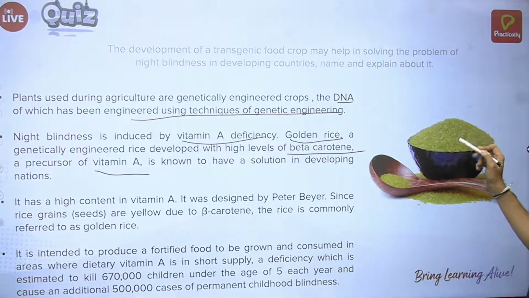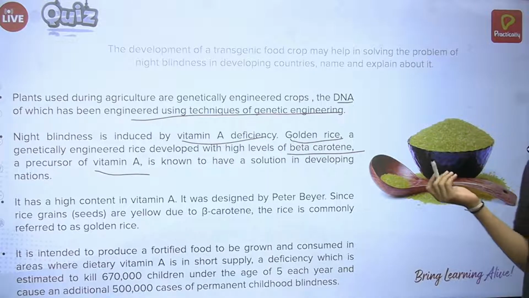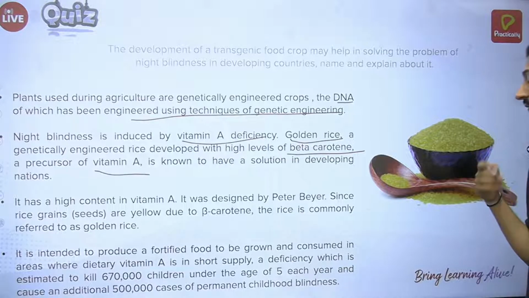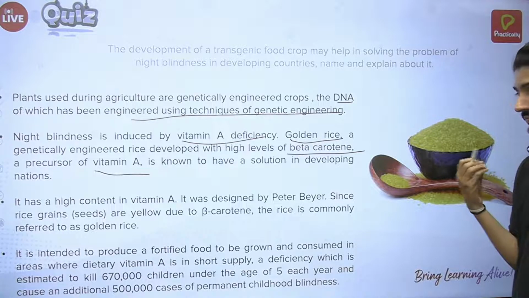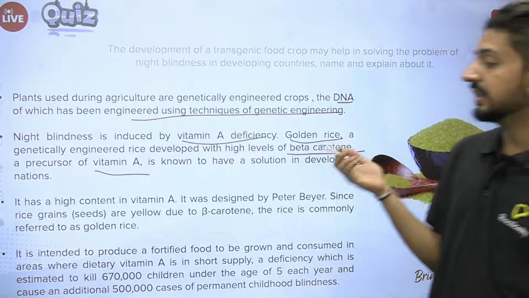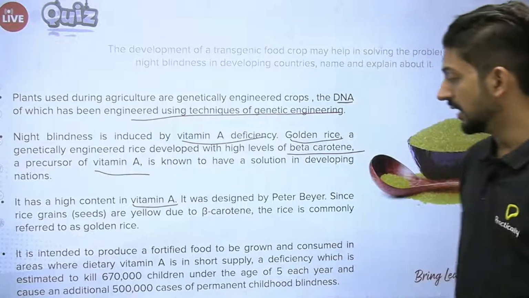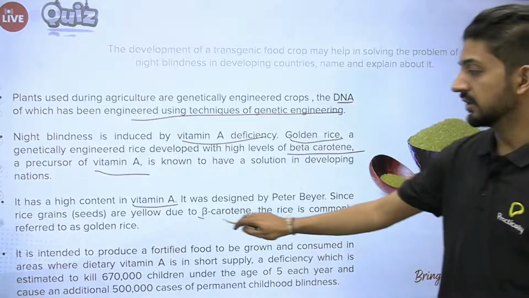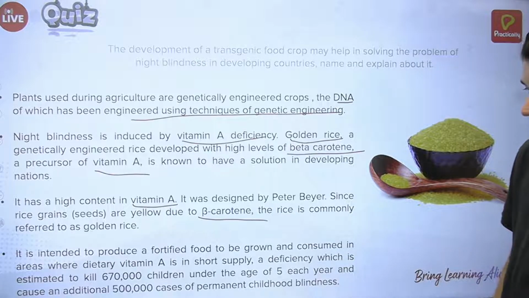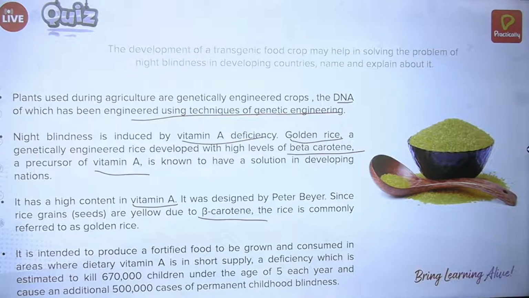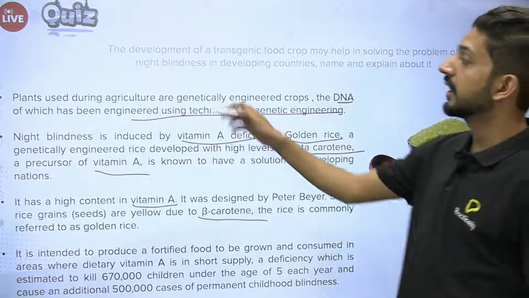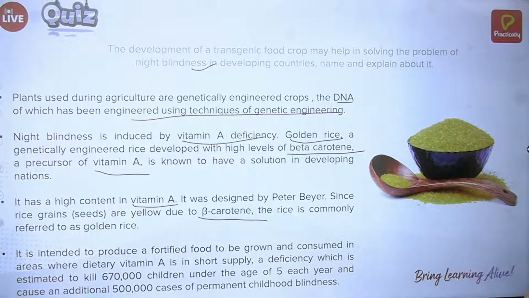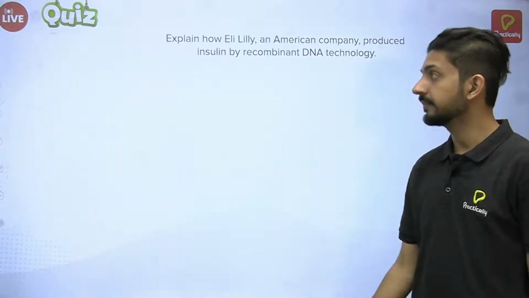As you can see, this rice is yellowish in color because of the presence of high levels of beta carotene, which imparts this color. So this is basically a rice with high content of vitamin A, and it is yellow because of beta carotene, and it is also called golden rice. So this can help to cure the problem of night blindness. This is one of the applications of biotechnology.